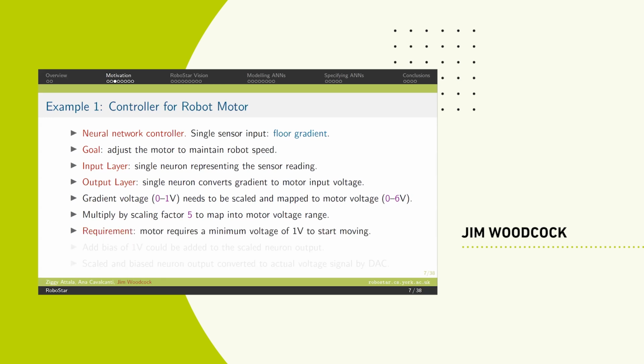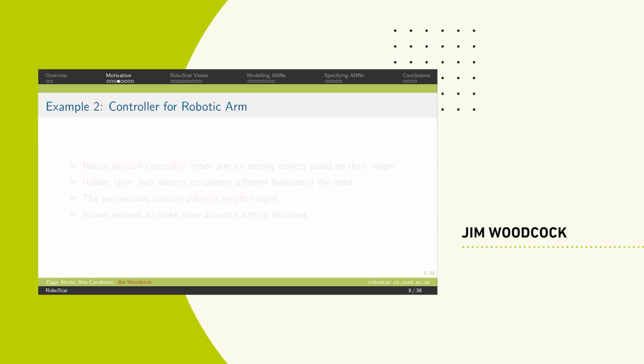But there's a requirement here, which is that the motor needs a voltage of 1 volt at least to start moving. So what we do is we scale and then we add a bias of 1 volt. And that gives us the right kind of input for the motor. Of course, it would need to be fine-tuned with training data, but this is the idea of what the 2 neurons are doing. And so the scaled and biased neuron output gets converted to an actual voltage signal by a digital to analog converter.